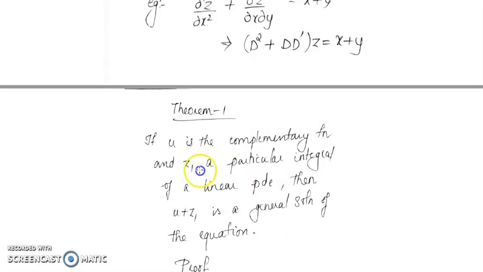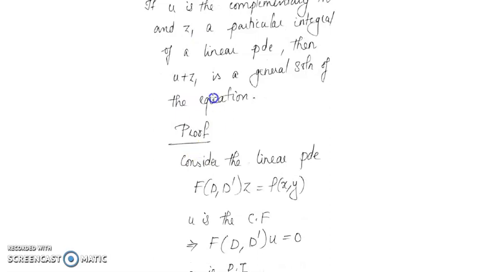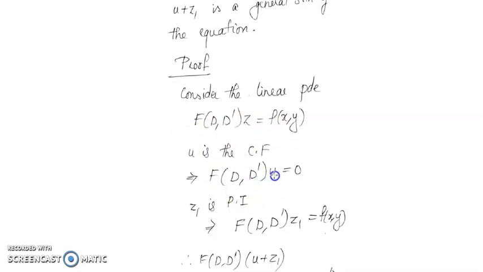So the first theorem is, if u is a complementary function and z1 is a particular integral, then u plus z1 is a general solution of the equation. So this is what we have said just now. We'll prove that. Consider a linear PDE f of d dash z equal to f of xy. You are given that u is the complementary function and z1 is a particular integral. The complementary function will be the solution of the associated homogeneous equation. Therefore f of d dash u equal to 0.